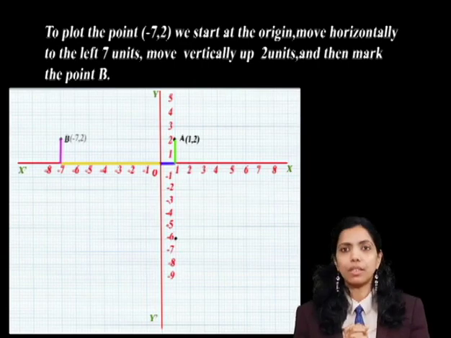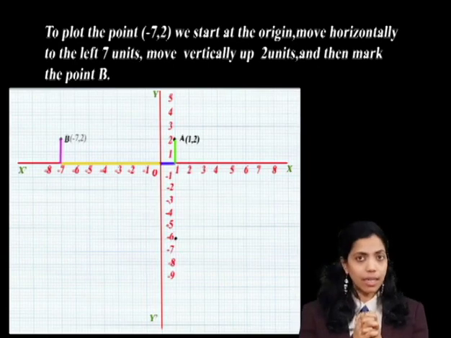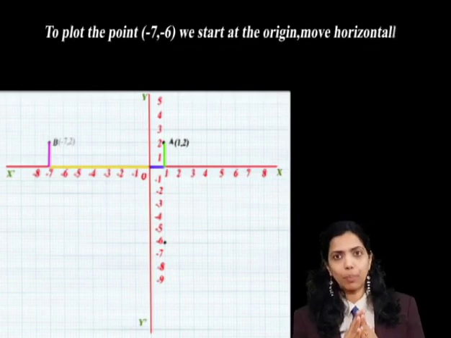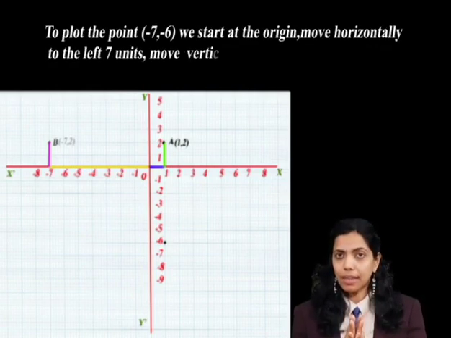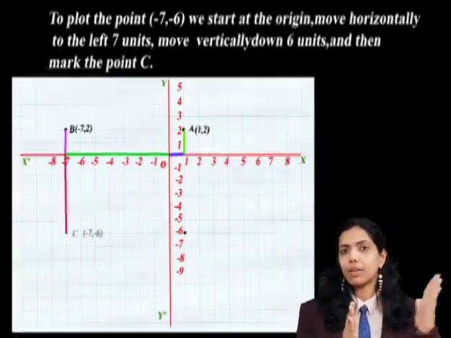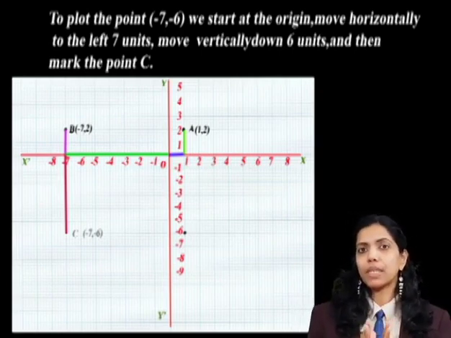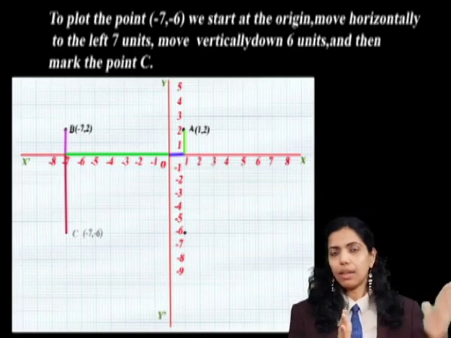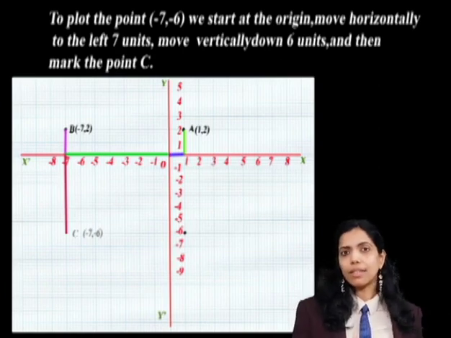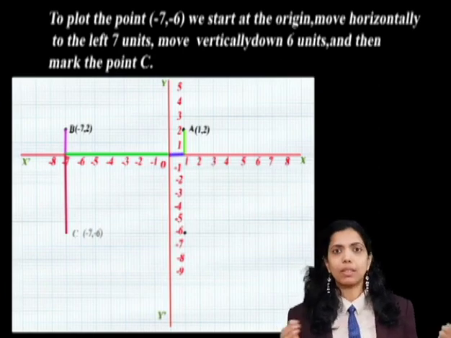The third point is C, -7, -6. Since both the coordinates are negative, of course, it is in the third quadrant. In the same way, we consider the down part. -7 means from the y-axis we move in the negative direction of the x-axis, 7 units to the left. From there, we have to go 6 units down because it is -6. Where we reach, we can mark the point as C.